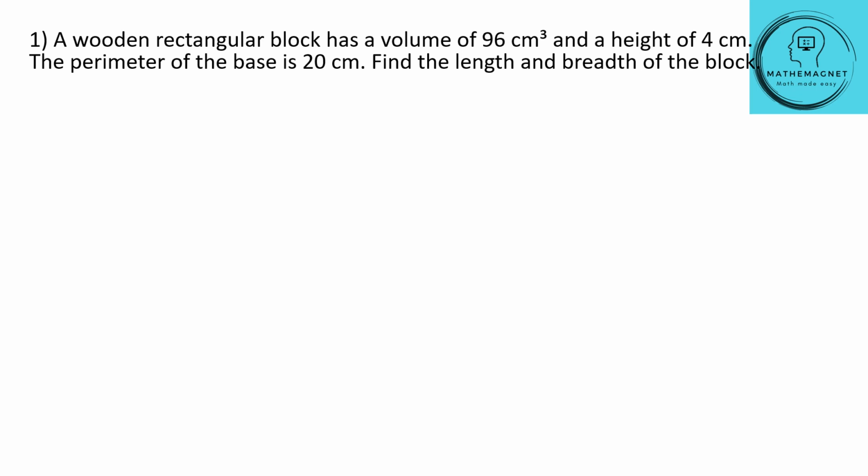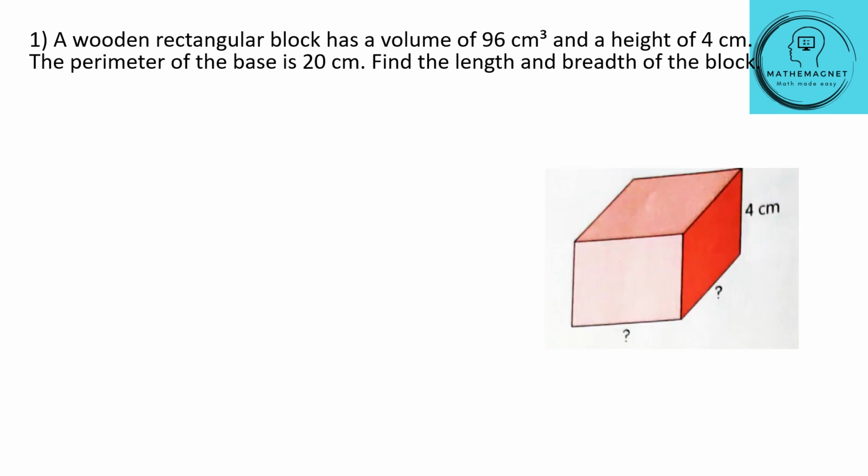Question number 1. A wooden rectangular block has a volume of 96 centimeter cube and a height of 4 centimeter. The perimeter of the base is 20 centimeter. Find the length and breadth of the block. Now this is the rectangular block that they are given. They have given us the volume, the perimeter, and the height.